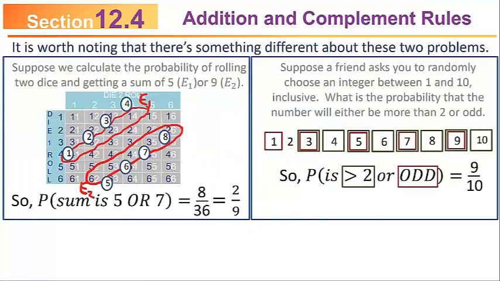But there is something about those last two examples worth noting. There's a difference. Look at those two. I'm flashing on the left the first one I did, and on the right the second one I did. Going back to the one on the left, the probability the sum was 5 or 7 turned out just to be the sum of the probability that the sum was 5 and the probability that the sum was 7.